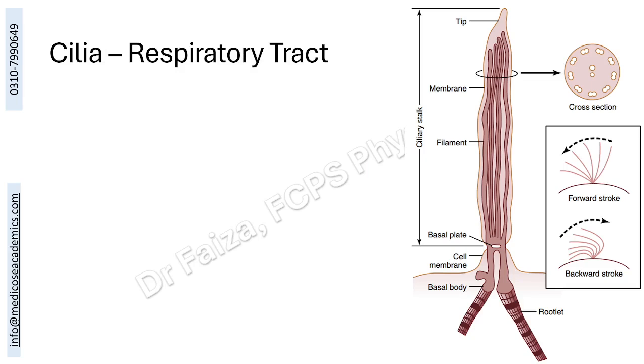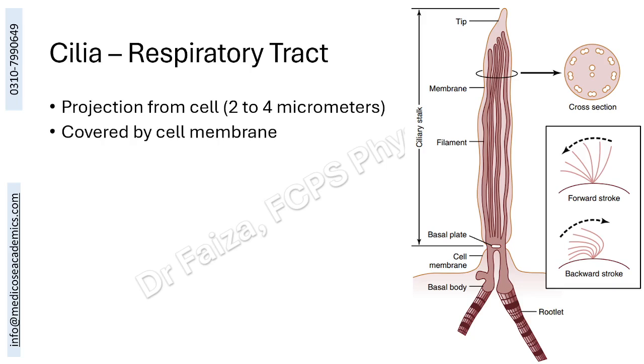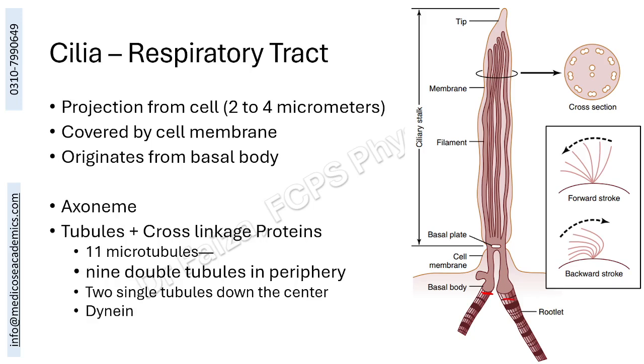So starting from the example of the cilia of the respiratory tract, if we look into the structure of the cilia, these are projections from the cell which are covered by the cell membrane. You can appreciate in this image, this is a ciliary projection covered by the cell membrane, and it originates from the basal body, as you can see over here. The assembly of all these microtubular structures inside the cilium plus the associated proteins and membrane, overall we call the axoneme. It has microtubules plus cross-linked proteins.